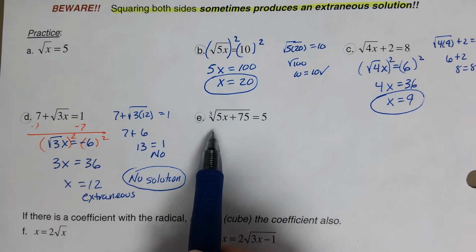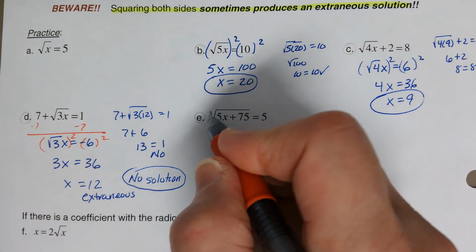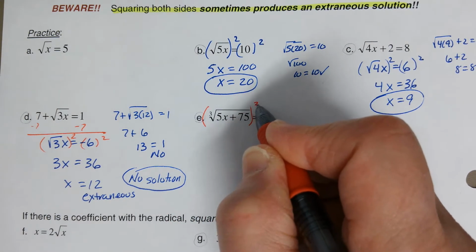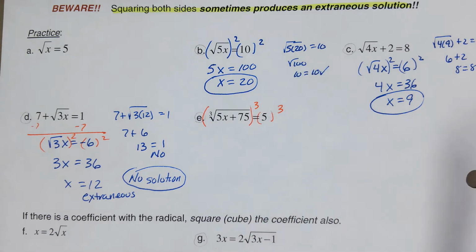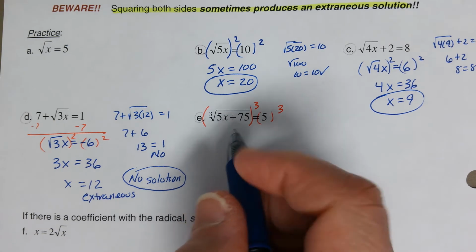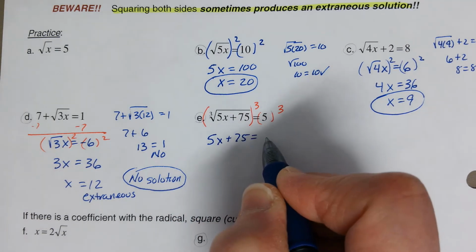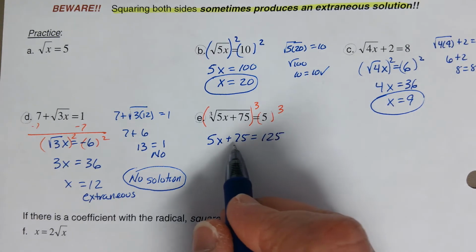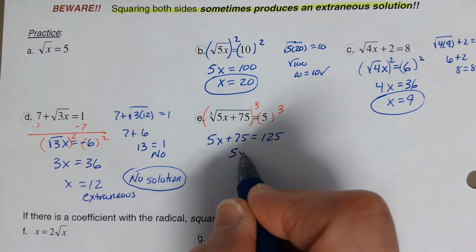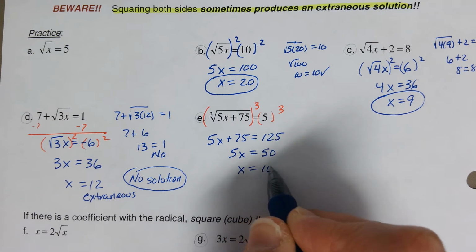E, we have a cube root, right? And our cube root is isolated. It is by itself, so we raise both sides to the power of 3. That removes the cube root on the left-hand side. We have 5x plus 75 equals 125. Subtract 75. Leaves us with 50. Divide by 5. X is 10.